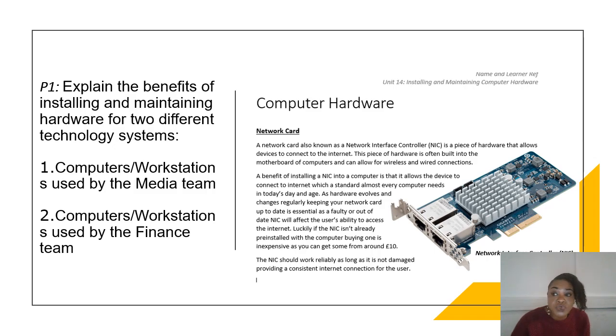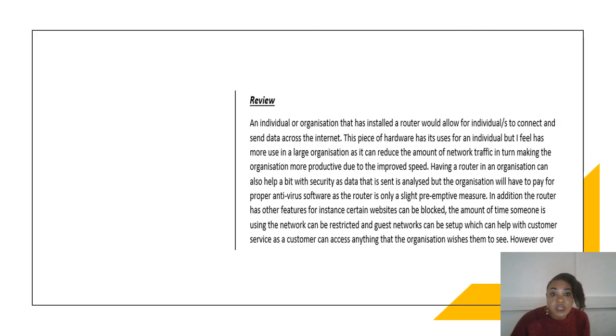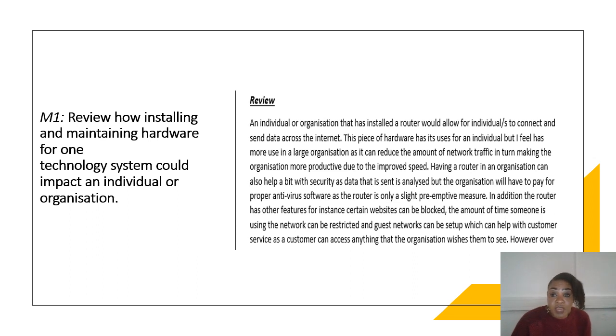Let's move on to your M1. So your M1 is a review. It's to review how installing and maintaining hardware for one technology system could impact an individual or organization. I won't read through this, but as we've gone through in class, you're going to look at it from different angles, and then say why it's necessary over why it isn't. This is an example of what a student has done.